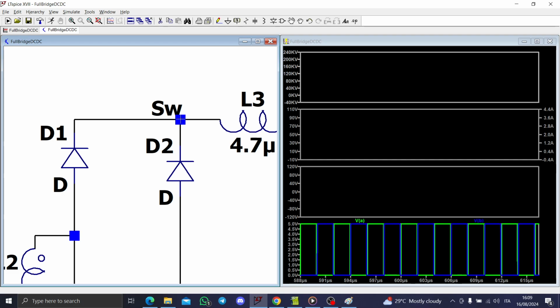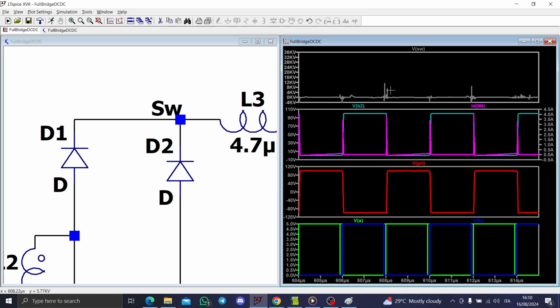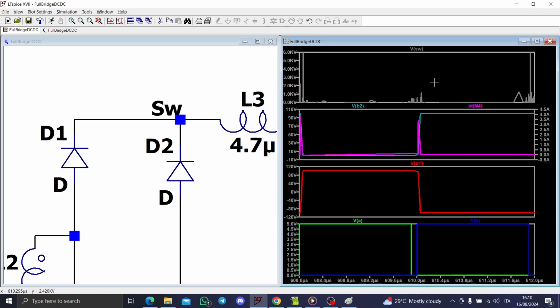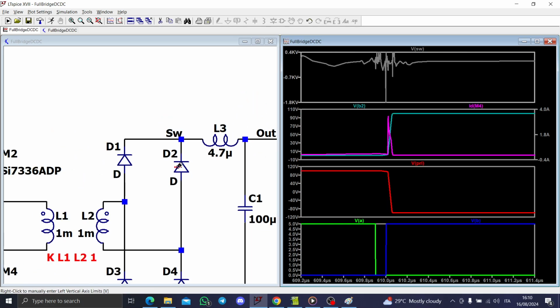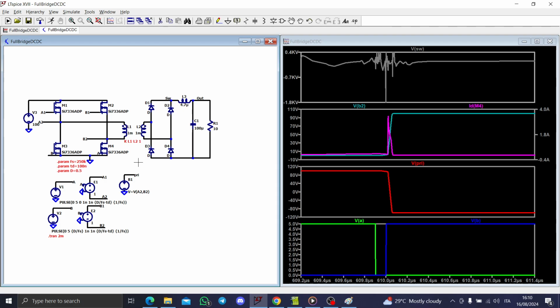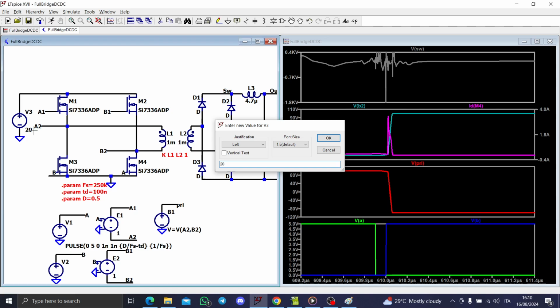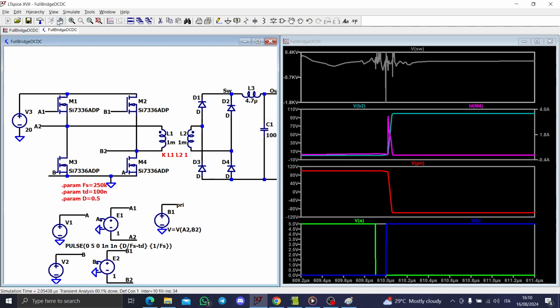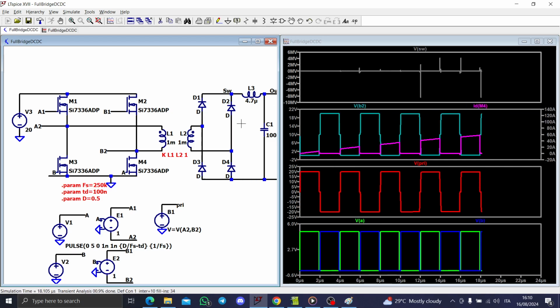Let's see the V switch. Okay, there are some spikes. I don't know why, but let me just put the volts as it was before. I don't know, maybe there is just some sort of bug. It's very strange though.